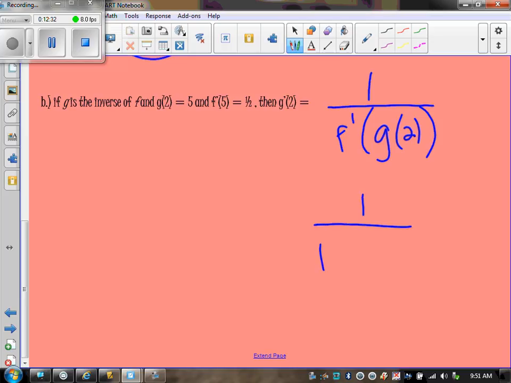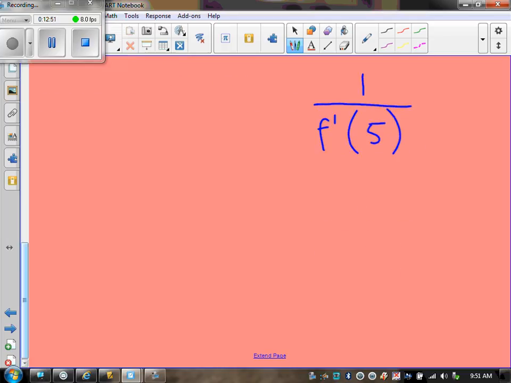I have 1 over f prime of, do I know what g of 2 is? Ooh, don't I know what g of 2 is right here? It's 5, isn't it? So can I plug a 5 in? I don't even have to do any work on that. And do I know the derivative of f at 5? Ooh, don't I know that right here? So can I just plug that in? This one's an easy one, right? I don't even have to do anything on this one.